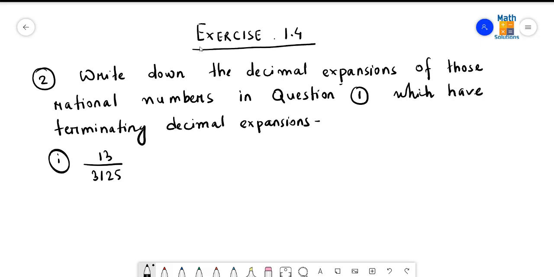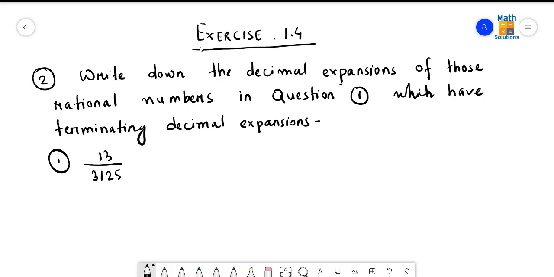Hello everyone. Through this video we are going to discuss question number 2 and 3 of exercise 1.4. In my previous video already we had discussed question number 1 of this exercise itself. So here goes question number 2. Let us see what it says. Write down the decimal expansions of those rational numbers in question 1 which have terminating decimal expansions.